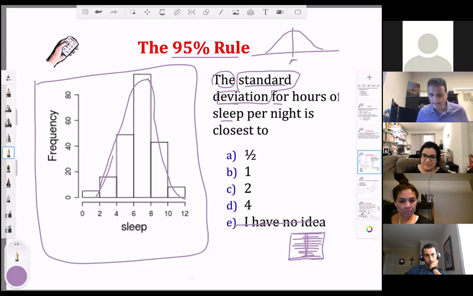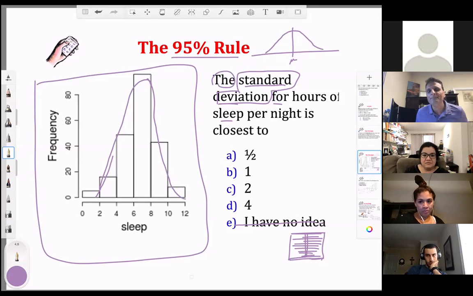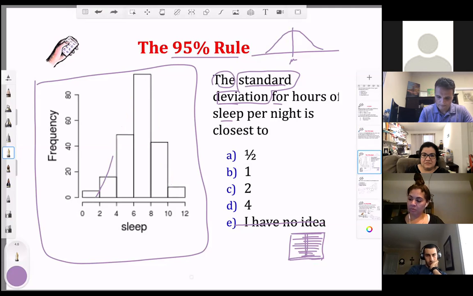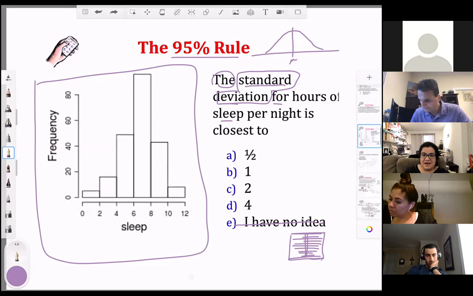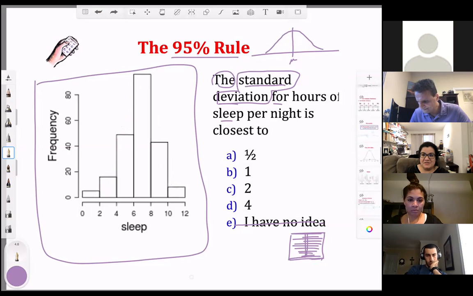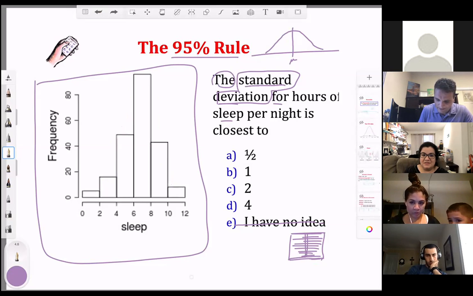Good. In order to answer the standard deviation, we need to know what is the median, or the mode, what is the center of this. What is the mean here, approximately? Between 6 and 8 hours? The mean is not 6 to 8. Here, around 6 should be the mean, the center, the median.